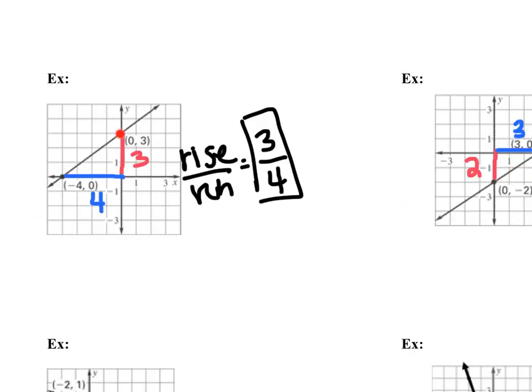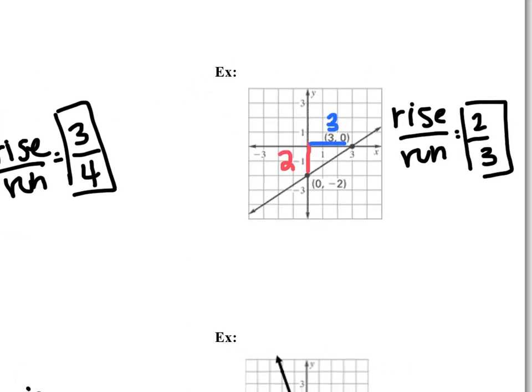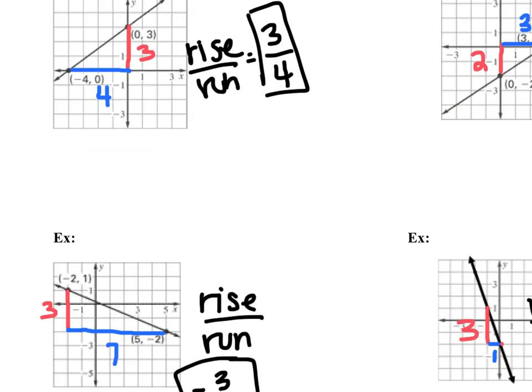So in the first example, you can see that it's a rise of 1, 2, 3, and a run of 1, 2, 3, 4. So 3/4. The line has a positive slope, so I don't have to make any adjustments in the end. This one over here, you have a rise of 2, 1, 2, and a run of 3, so 2/3, and again, it's a positive slope. You don't have to make any adjustments.